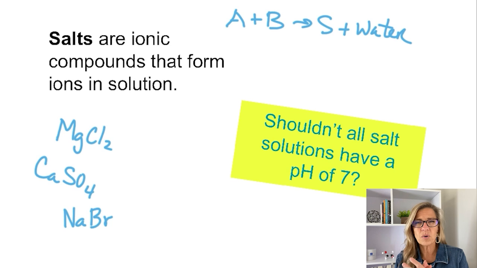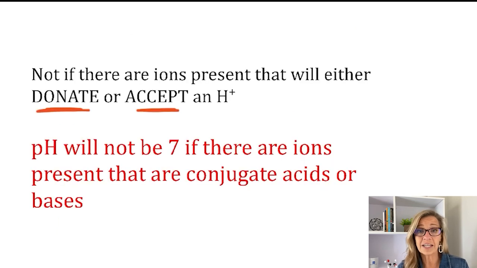Okay, and you think, well, how would they not have a pH of 7? Well, it depends on where they came from. It depends if there are conjugate acids or bases. So let's look for ions. Let's split these compounds apart into cation and anion, and then ask ourselves, are either of those going to donate or accept an H plus? That's the whole game right there. If they don't, then you'll have a pH of 7. If they do accept or donate H pluses, then they are acids and bases, and they will alter the pH.